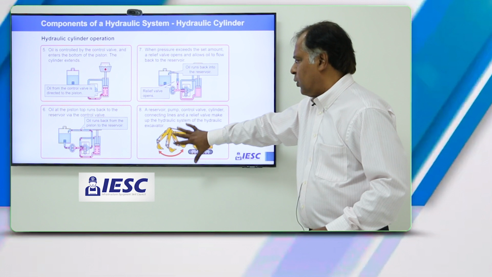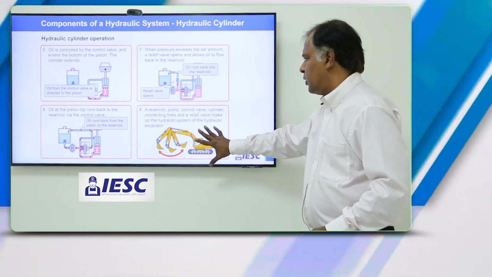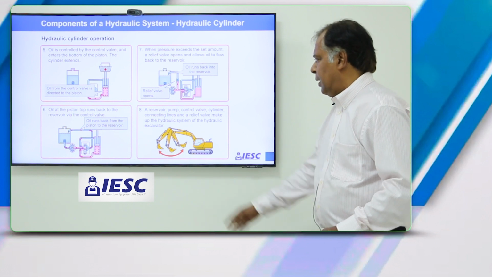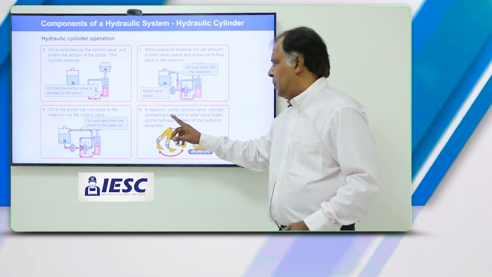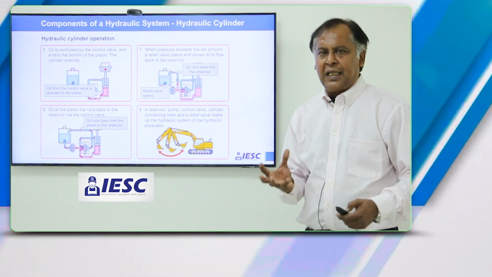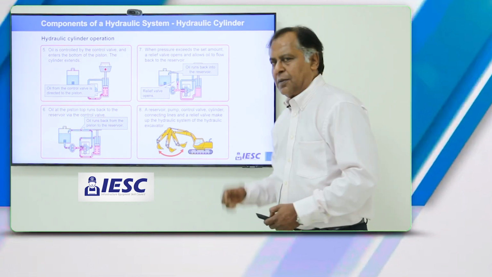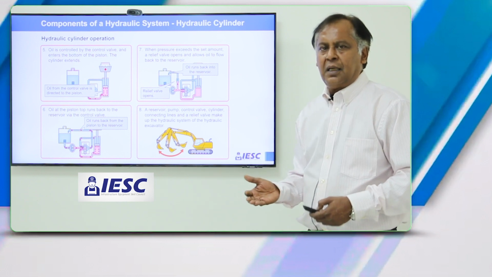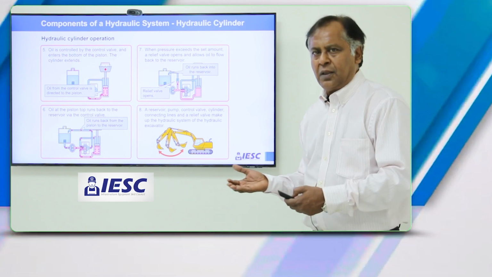So in a sense, you have all these units combining to create a hydraulic system that operates this machine, which is a hydraulic excavator. A reservoir, a pump, control valve, cylinder, connecting lines and a relief valve all together make up this hydraulic system, which is functional in this hydraulic excavator. It's equally applicable in other equipment like wheel loaders or backhoe loaders, etc.